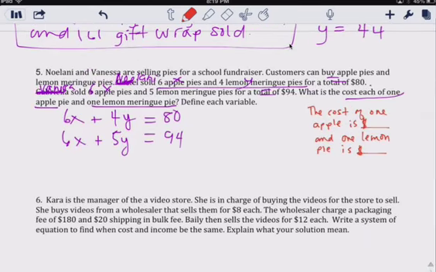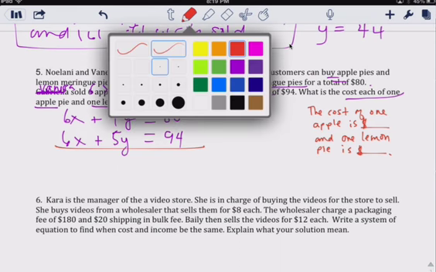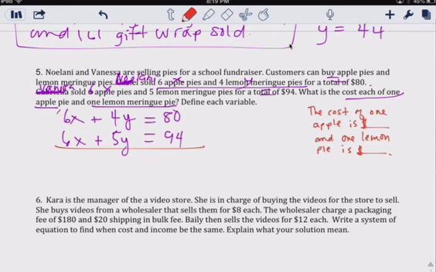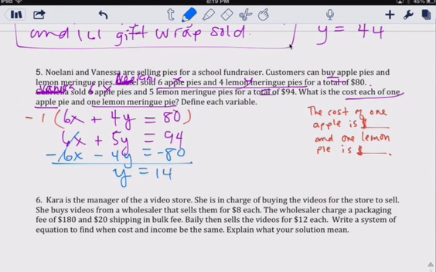Ooh, we get rid of the 6, you see? Look at how easy that would be. We just multiply this by a -1. Okay, and I'll erase this line so I can put it right underneath. So that's -6x, -4y equals negative 80. That gives you y equals 14. Ha! That's so easy.